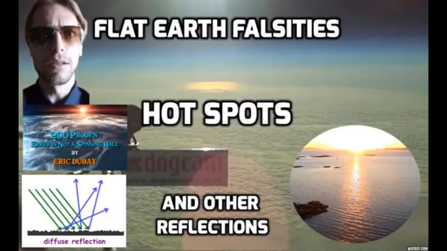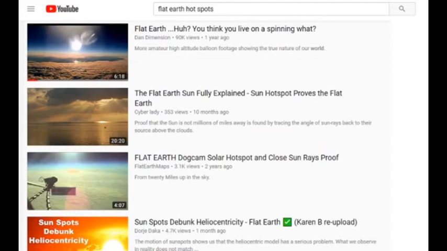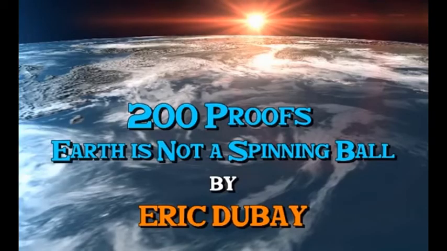Another common flat Earth claim is that so-called hotspots prove the sun is very close, rather than the evidence-based scientific conclusion that it is 93 million miles away. This claim was popularized by Eric Dubay in his video called 200 Proofs Earth is Not a Spinning Ball.